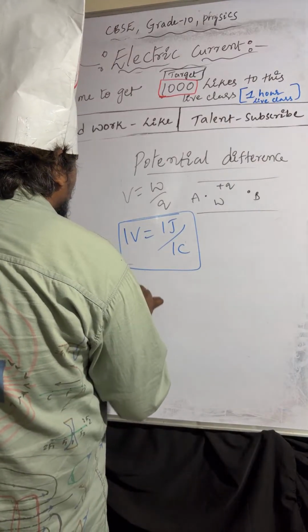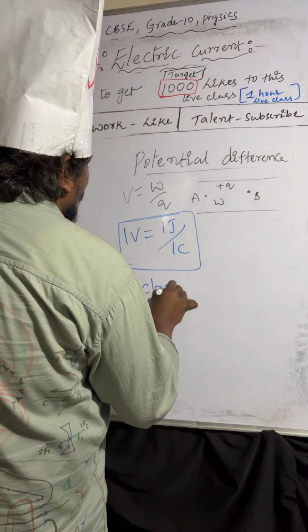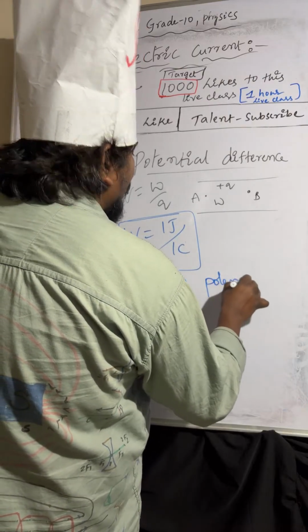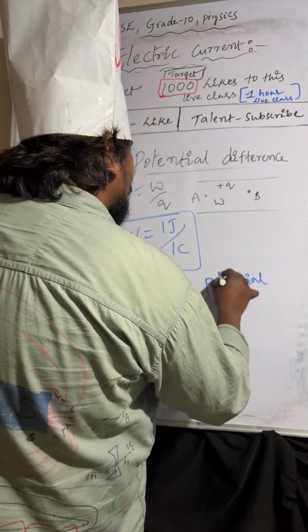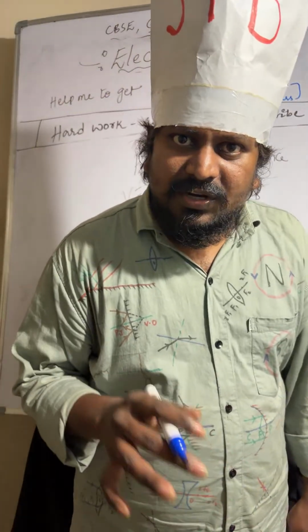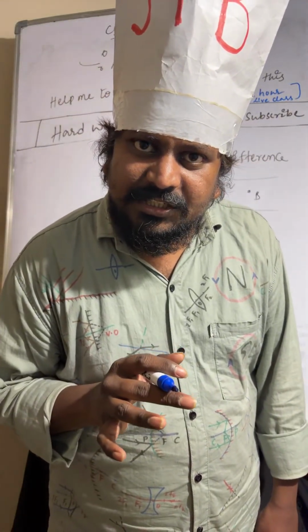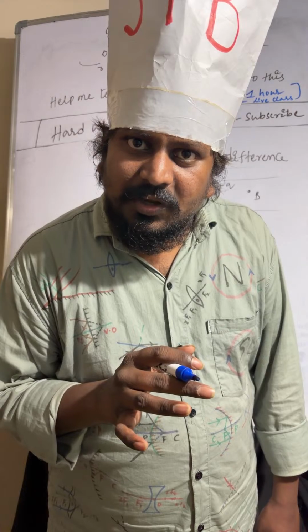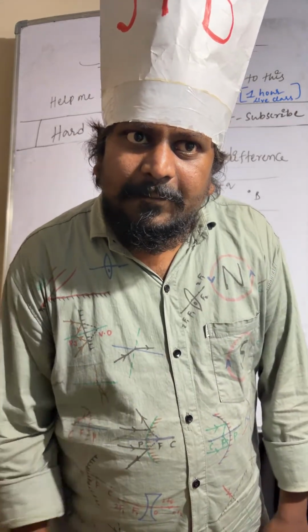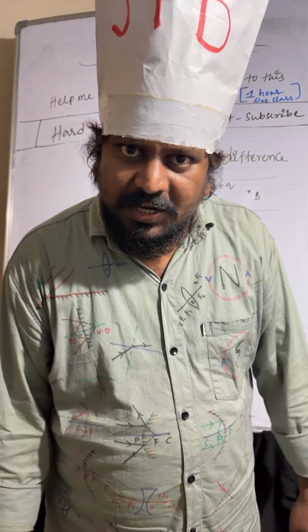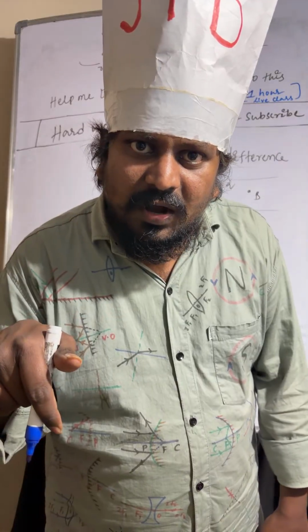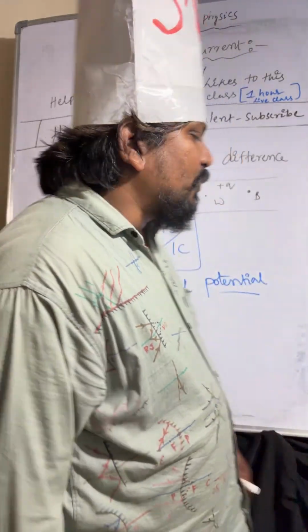Coming to electrical potential. Work done to bring unit positive charge from infinity to the required field is called electrical potential.